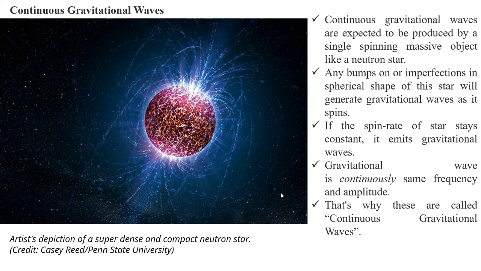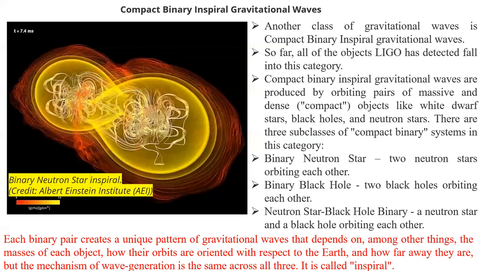These are emitted because for a neutron star, it is fixed. One can understand through their properties. If we continuously observe the gravitational waves, we can say what kind of star it is.